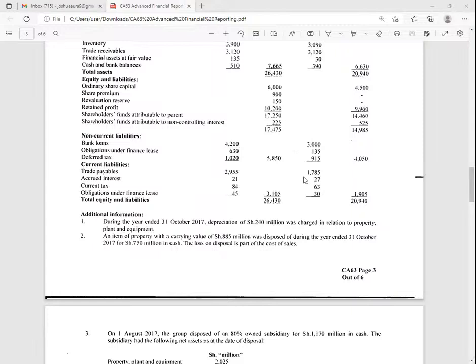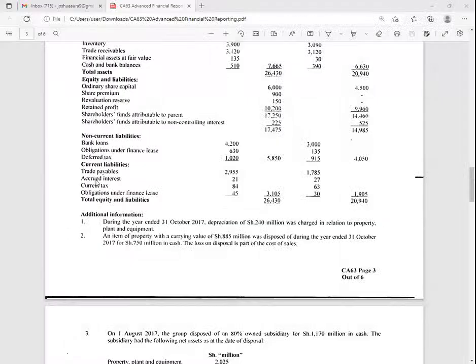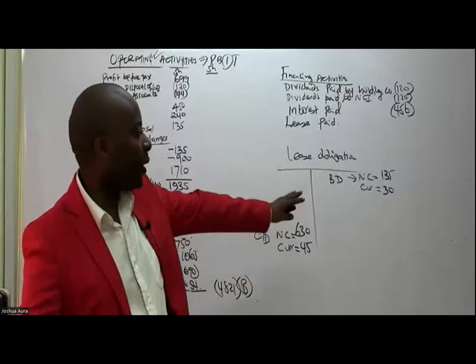You combine them, remember. So again, do the same for the carried down. For this 2017, what do we have? I can see this is 630 versus 45. I hope you've been able to write your T account nicely like that.